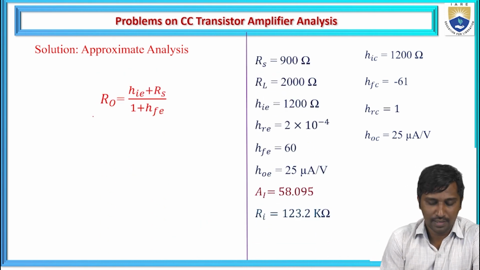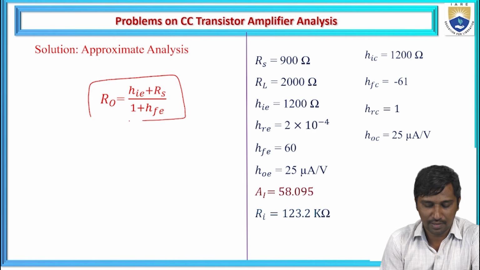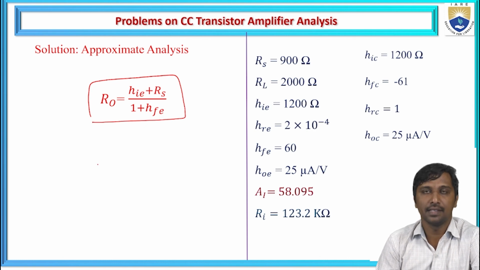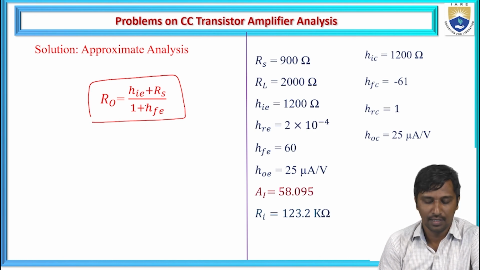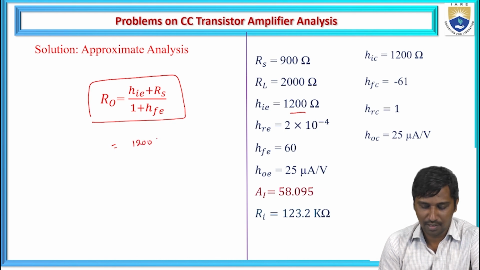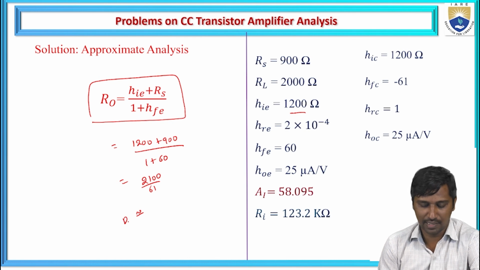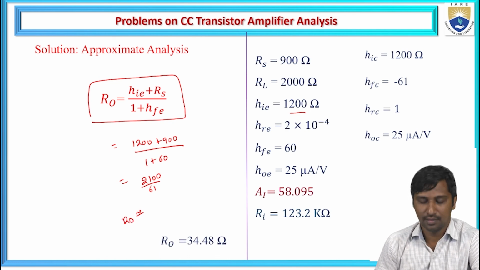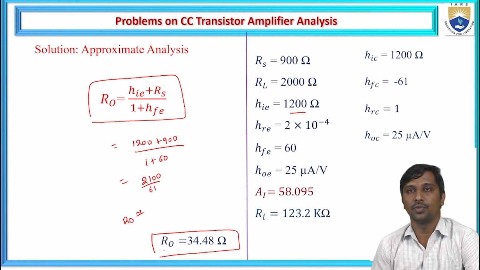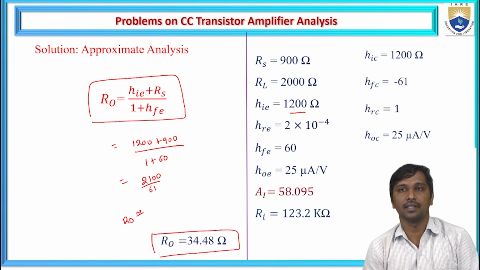Now again, in the approximate analysis, we need to calculate the total output impedance Ro, which is represented as HIE plus RS by 1 plus HFE. So HIE value is 1200 plus RS value 900, by 1 plus 60, means this is 2100 divided by 61. Then after the simplification, Ro is 34.48 ohms.